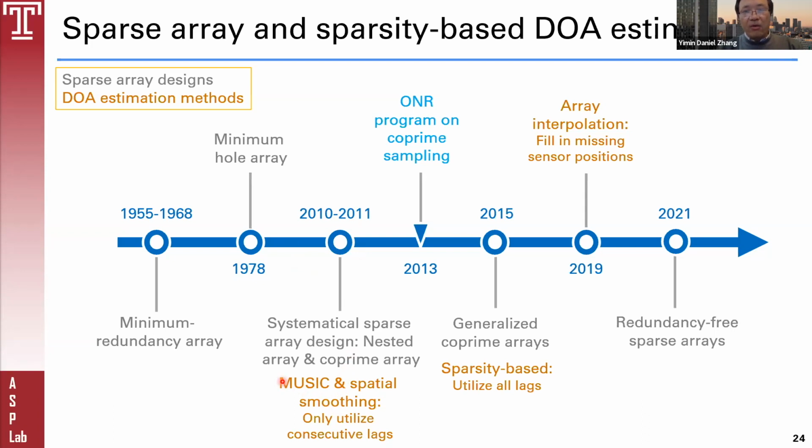So the problem is they can only utilize the consecutive lags. Also, a very significant event was in 2013, when the Office of Naval Research launched a program to support coprime sampling that propelled the research and development on this topic. And in 2015, we developed a generalized coprime array and also used sparsity-based DOA estimation. In this way, we can utilize all the lags, not only the consecutive lags. And in 2019, we developed the use of array interpolation. In this way, we can fill in missing sensor positions. And then recently, we proposed the use of redundancy-free sparse arrays.